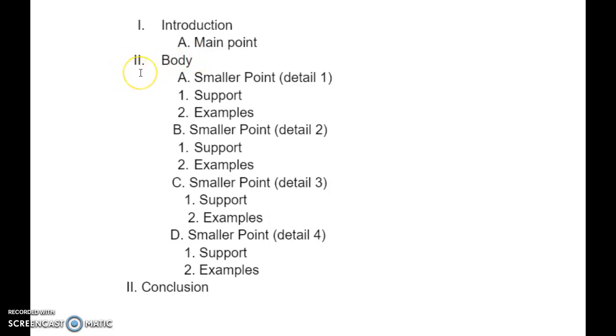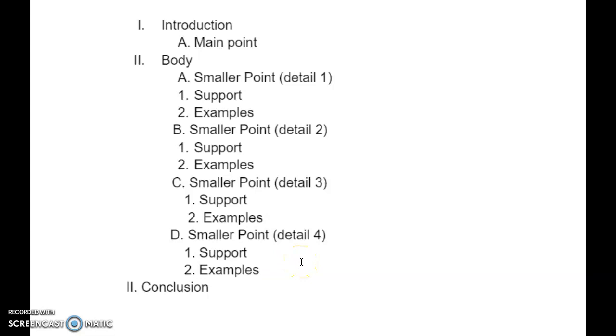Next, as you can see by the number 2, we have the body. Within the body, there's a smaller point along with supports and examples. And here I have listed by A, B, C, D, 4 smaller points, or also called details. And it's very important in your writing that you supply many details.